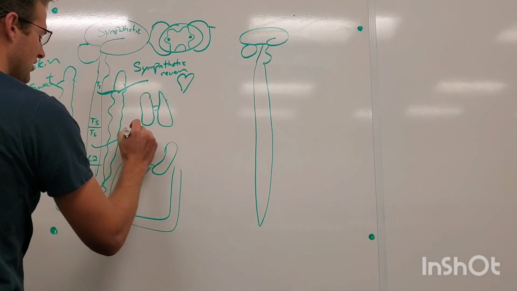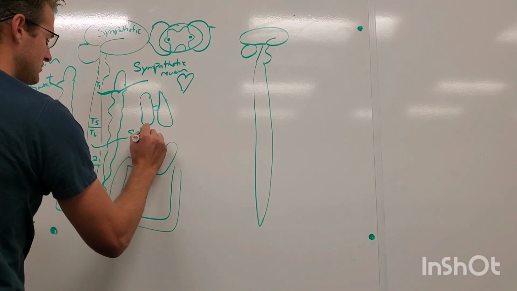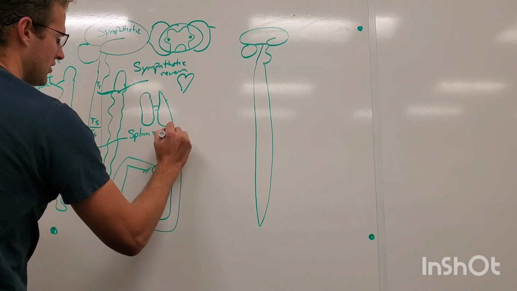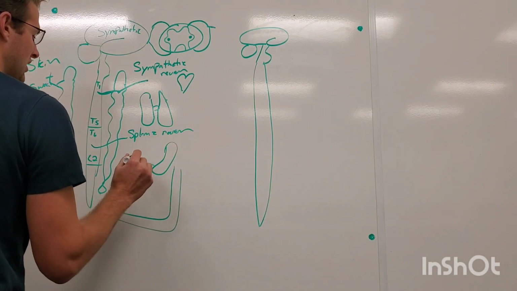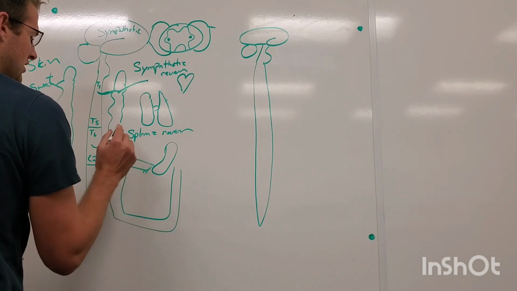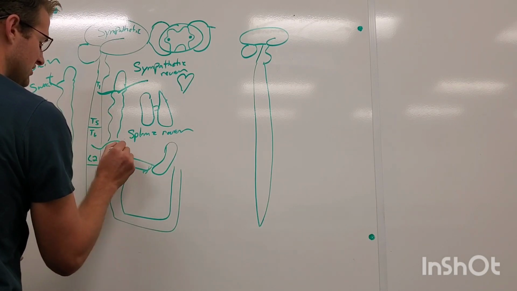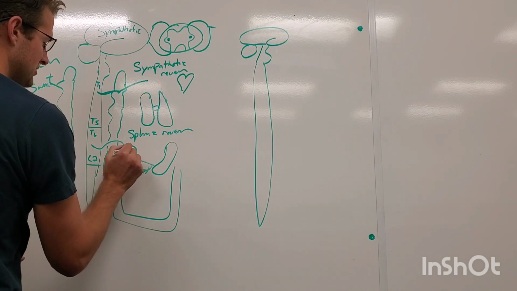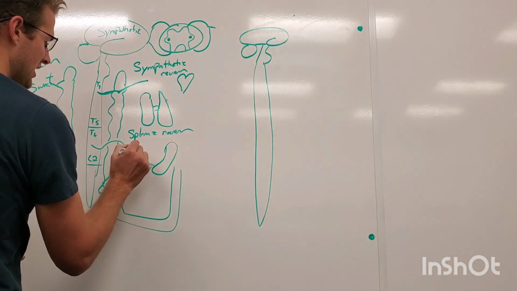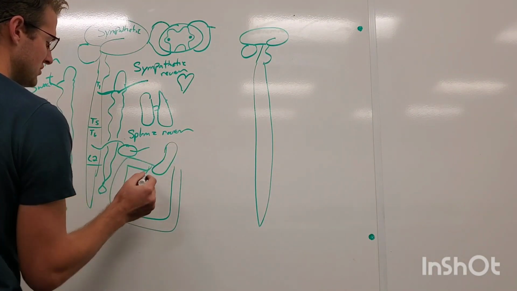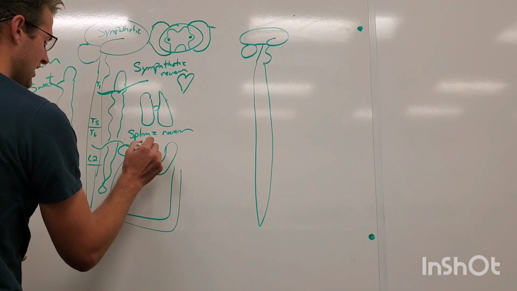The T6 to L2, it's going to be called the splanchnic neuron, and it's going to bypass the sympathetic chain ganglion, and it's actually going to synapse in the collateral ganglion, and then it will go to anything in the abdominal pelvic cavity.